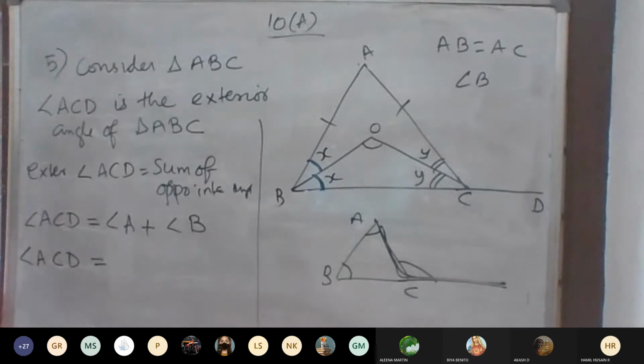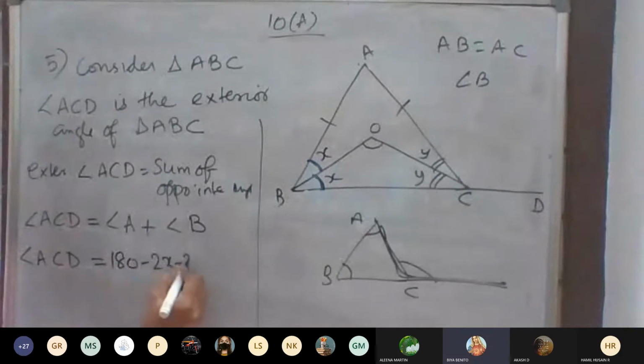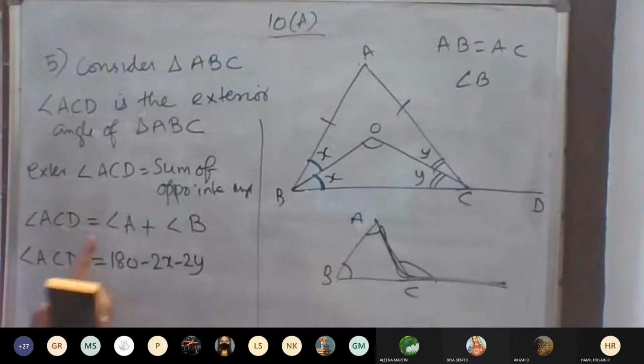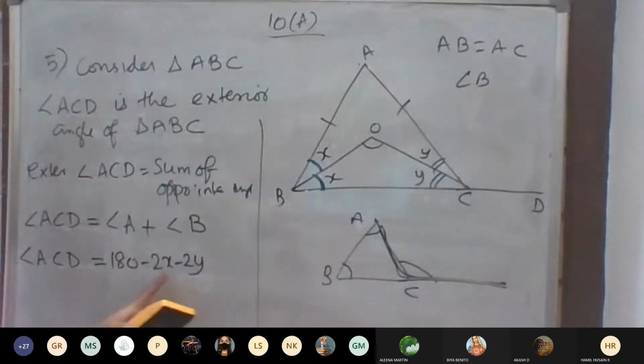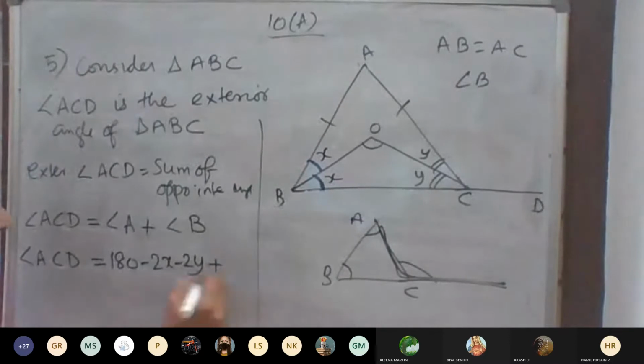Tell me the value of angle A we got. What is that? 180 minus 2x minus 2y. Put that value in a circle, that is better. Then it will be easy for you to take that value and substitute here. For your convenience, make it a circle. For the exam, don't do it that way. So 180 minus 2x minus 2y plus, we substitute that value. Angle B what?